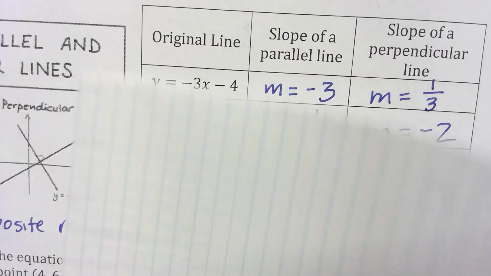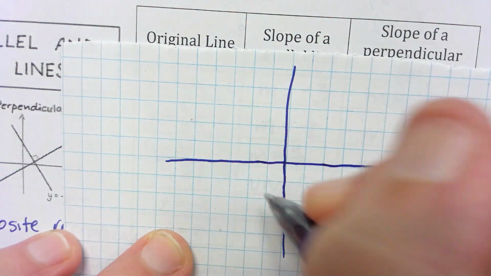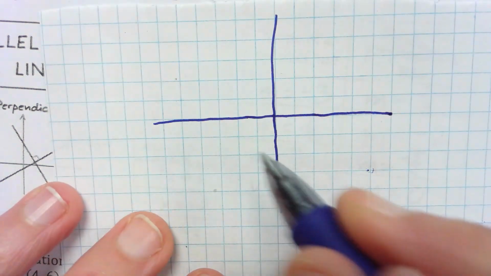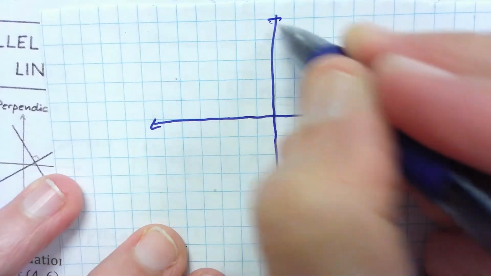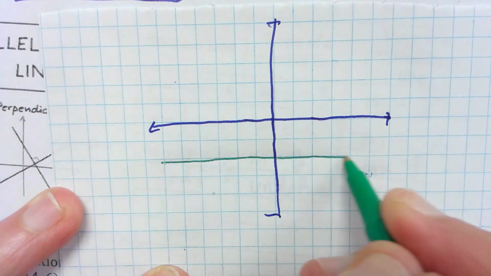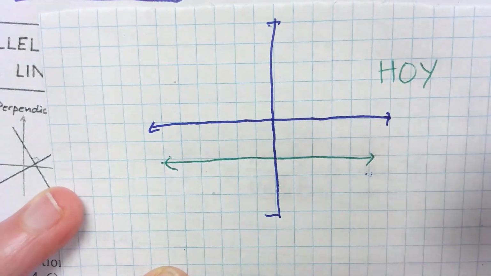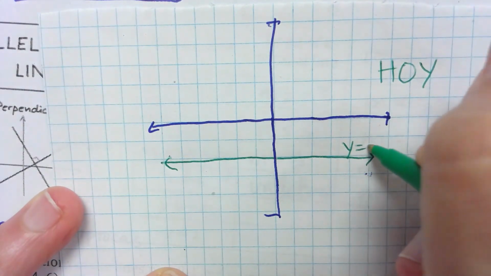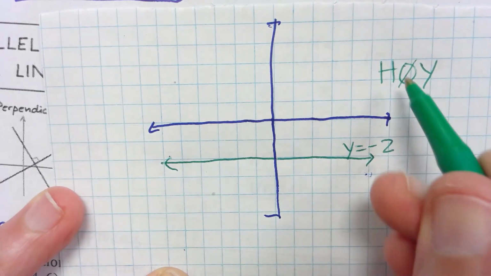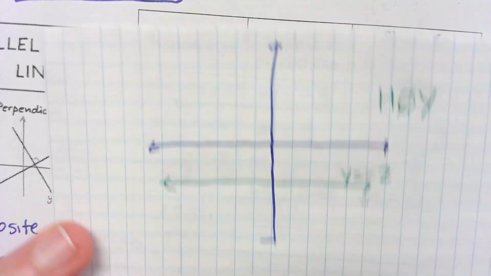Drawing graphs. y equals -2. I want to visualize this one too. y equals -2. Okay, use a different color. That's a horizontal line. It's a y equals line. It's y equals -2. Its slope is 0, and a perpendicular line to that would have an undefined slope.